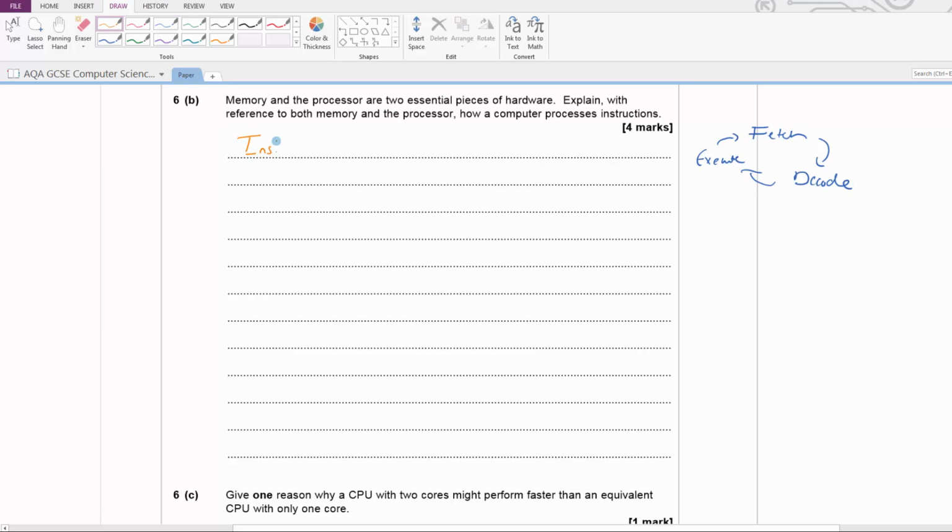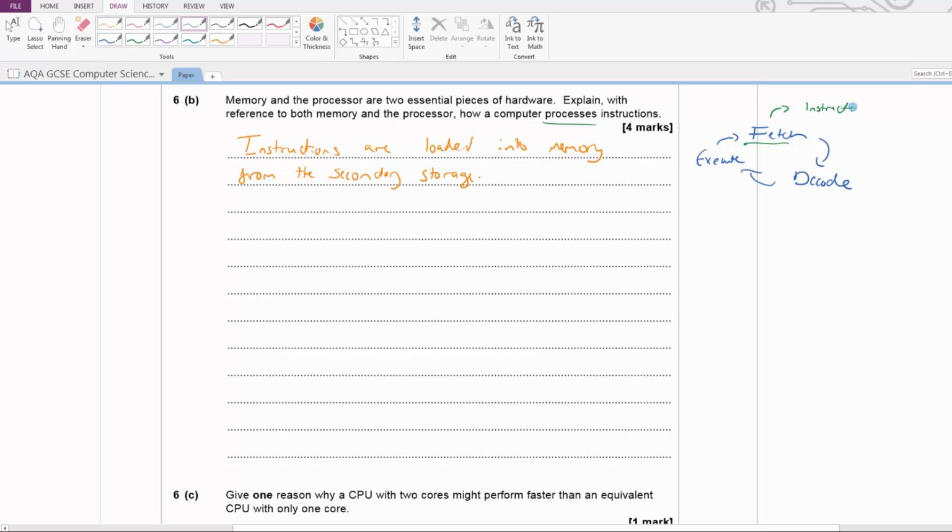Instructions loaded into memory from, it's not really relevant, but from the secondary storage, like the hard drive. So when they're going to be processed, when they're going to be executed, is now the fetch stage. So this is all about fetching instructions.